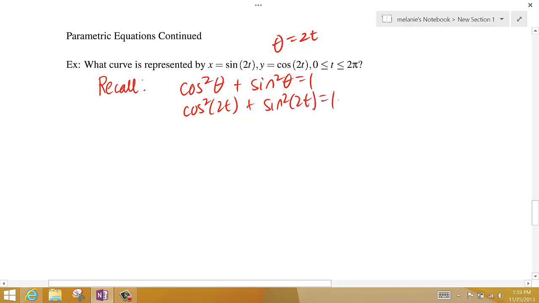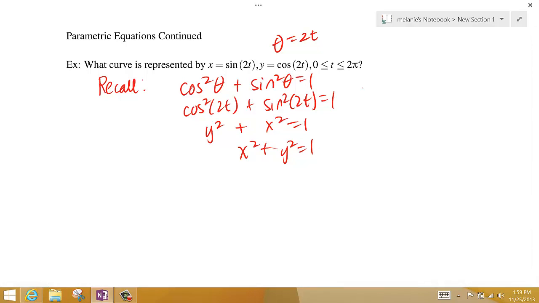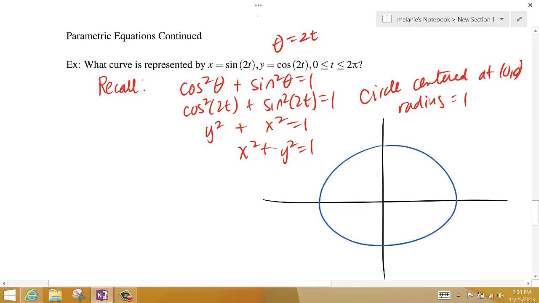That's the same thing, isn't it? Sure it is. So cosine squared 2t, that's y squared, plus sine squared 2t, which is x squared, equals 1. I can write this in the other order. I know addition is commutative, so I still get a circle, x squared plus y squared equals 1. So I can draw my circle, and now I need to figure out which direction I travel along the circle, clockwise or counterclockwise. So I'm just going to plug in just a few t values to help me figure out where I'm beginning and which direction I'm going in.